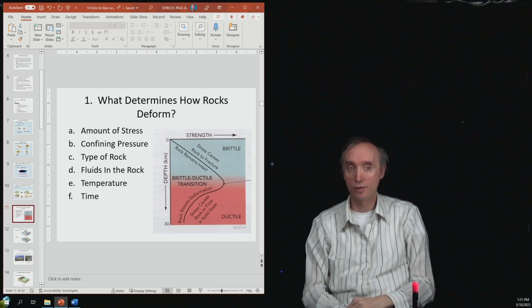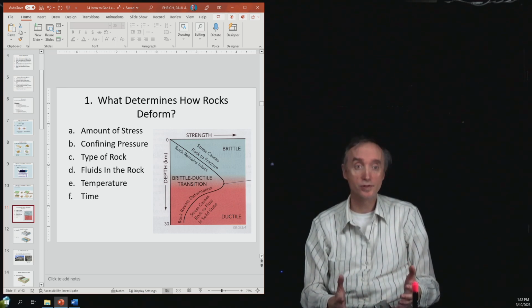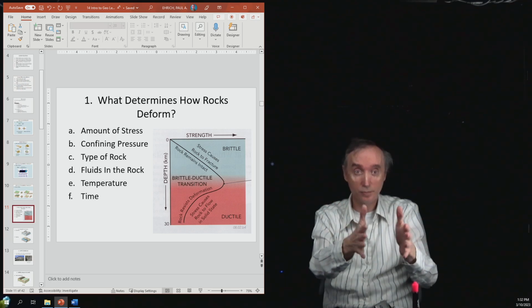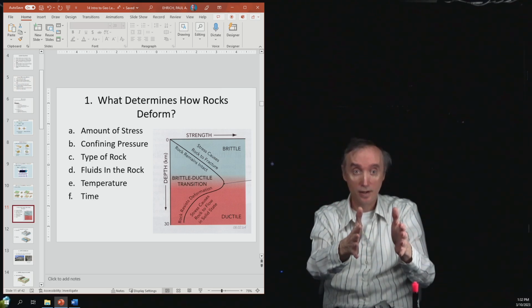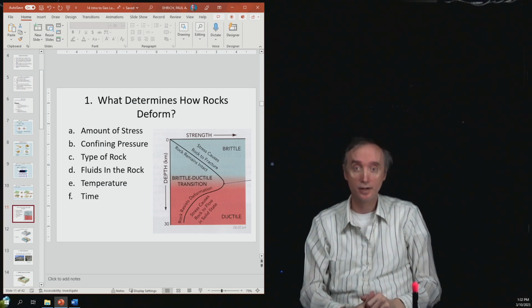Then the type of rock. Is the rock made of limestone, or is the rock made of granite? Some kinds of rock are going to be a lot tougher than others. So if you apply a stress to limestone, it's going to compress pretty easily. But if you apply the same stress to granite, it's not, because granite is a more sturdy rock.